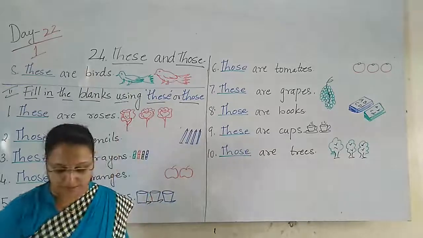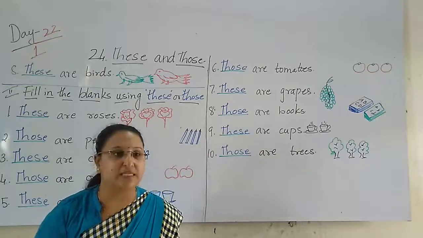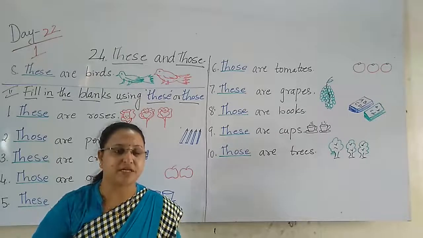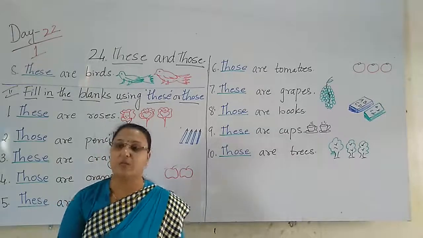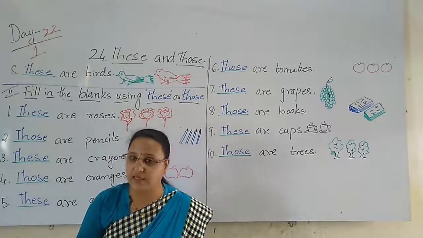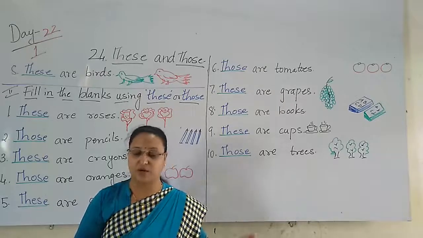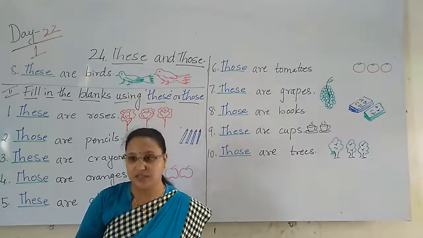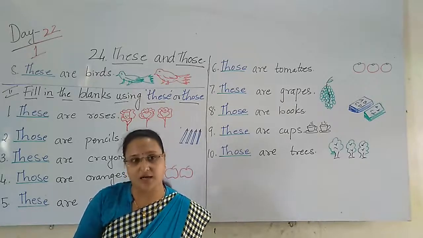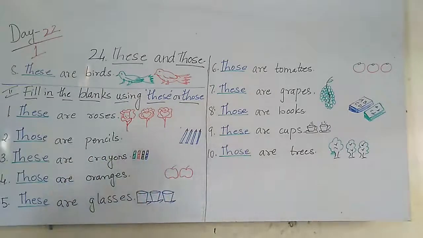Yes, children. By this, I have completed this chapter, these and those. Remember, children, when the things are more than one, then we use these and those. These is used for the things which are closer to us, and those is used for the things which are far away from us. Yes, children. So, you will have to revise this topic.